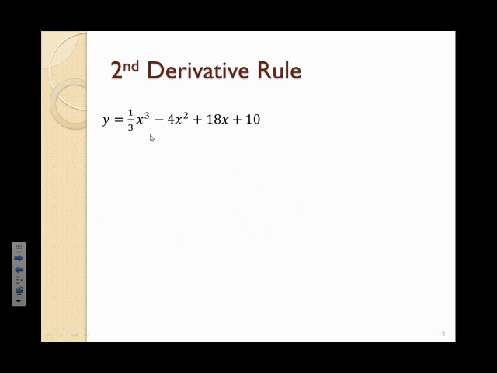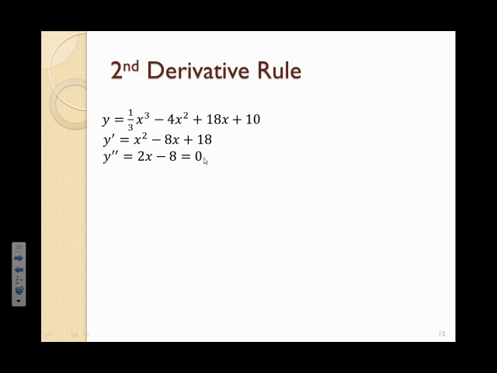Now, while we did that work in graphing, the reality is that we can do this a little bit easier without graphing. If we have the same function here, 1/3 x cubed minus 4x squared plus 18x plus 10, and we take the first derivative, we get x squared minus 8x plus 18. If we take the derivative of that, we get the second derivative, 2x minus 8. If we want to find the inflection point, we can set it equal to 0 and then solve for x.